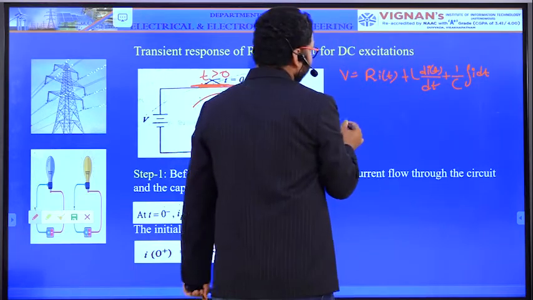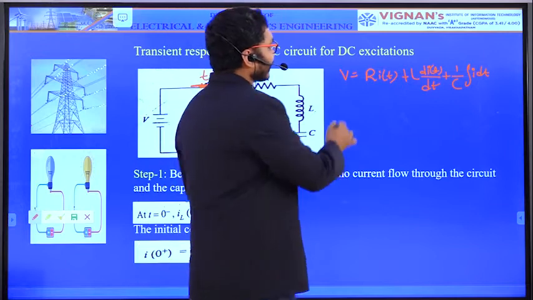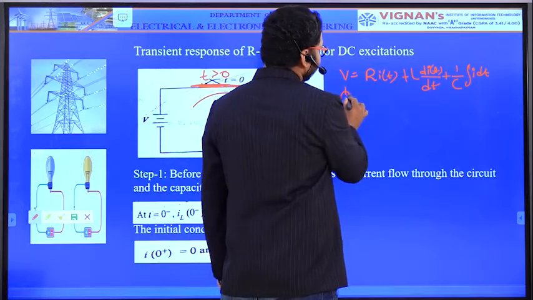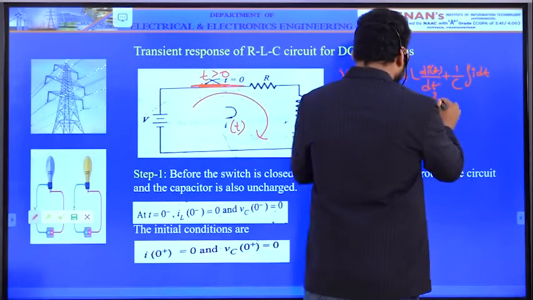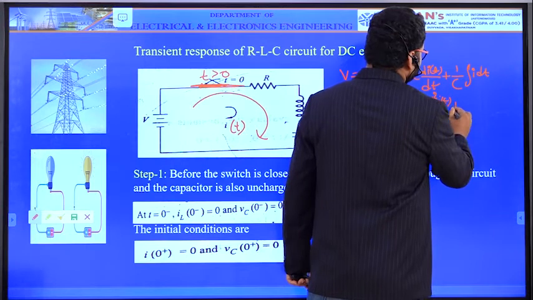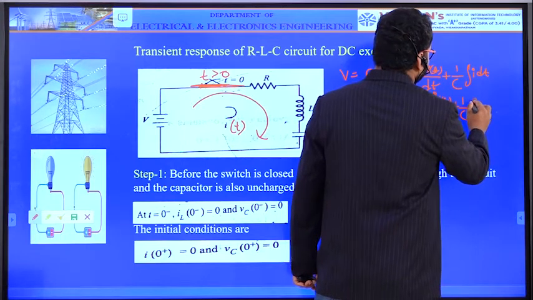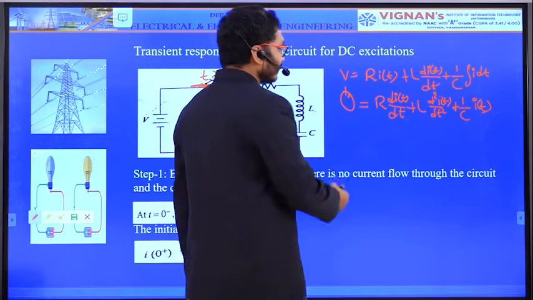If you take the derivative on both sides, V is a constant voltage, and the derivative of a constant is 0. So we get R dI of t by dt plus L d squared I of t by dt squared plus 1 by C I of t equals 0. Now the circuit is looking like this.